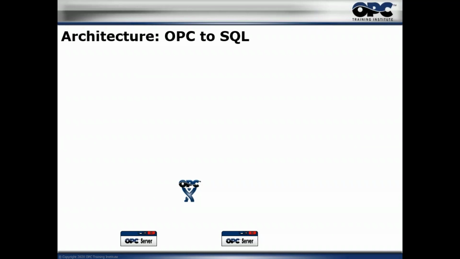So this is what it's going to look like. We've got a couple of OPC servers here, whether they're UA or DA, you shouldn't really have to care. That goes into OPC Expert. From there, the data goes into SQL Server. So that's what we're really talking about.